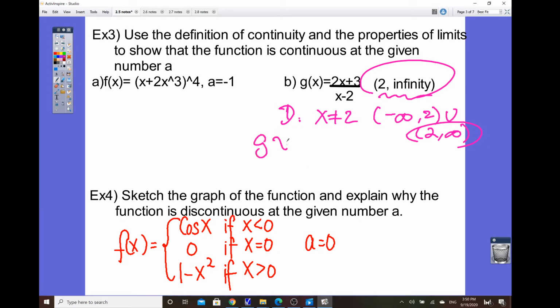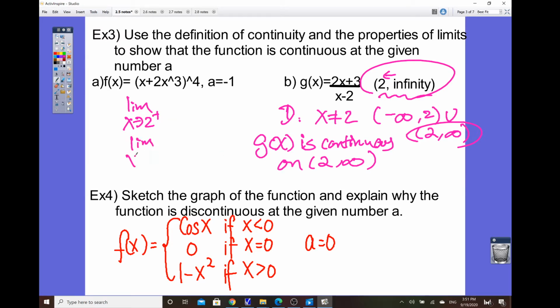So that means for g of x, it's considered continuous on the open interval from 2 to infinity. Now, another thing that you need to verify here is the one-sided limit. As you can see, this one is bounded from 2 to infinity. It's right between 2 to infinity. So that means we need to take the limit as x goes to 2 coming from the right-hand side, from the positive. And then we need to verify the limit as x approaches infinity. So we need to make sure that those limits exist at the endpoints.